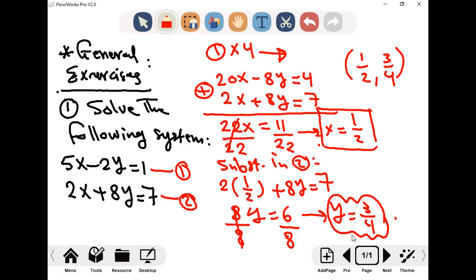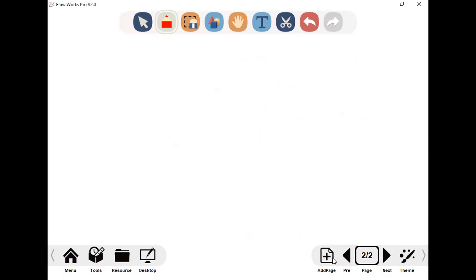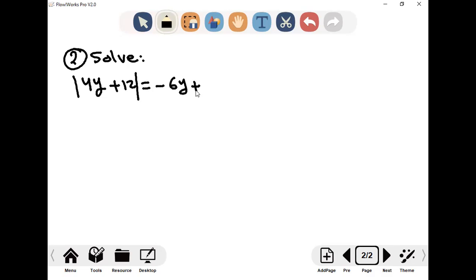Type two. Solve: absolute value of 4y plus 12 equals negative 6y plus 4.